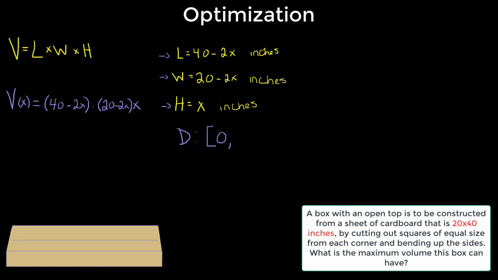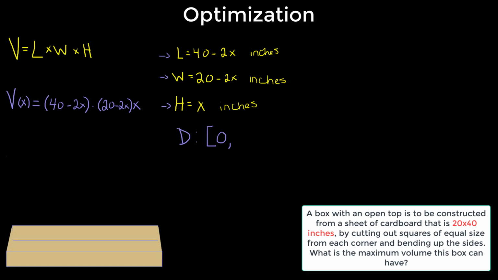Likewise, if we were to make a cut of 10, this means our width would be 20 minus 20, which would be 0. If we go anything beyond 10 inches, let's say 11 inches, we would have 20 minus 22. That'll be negative 2 inches as a width. Again, we cannot have a negative distance here.